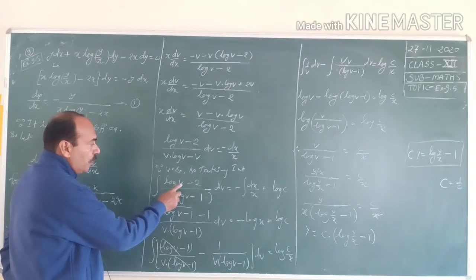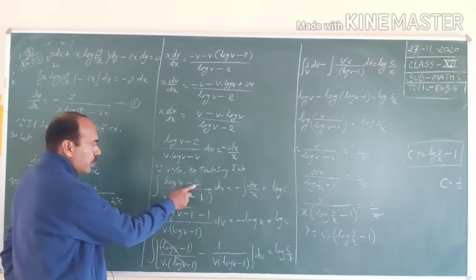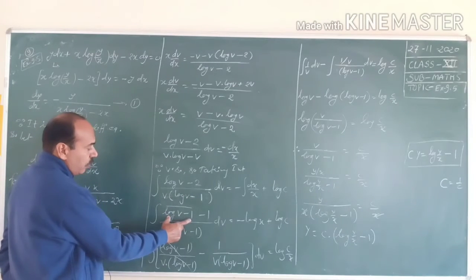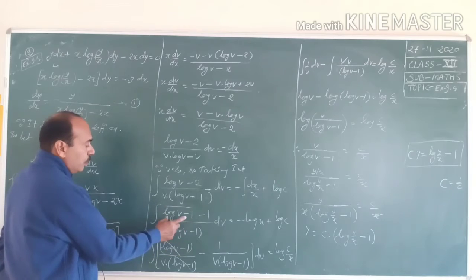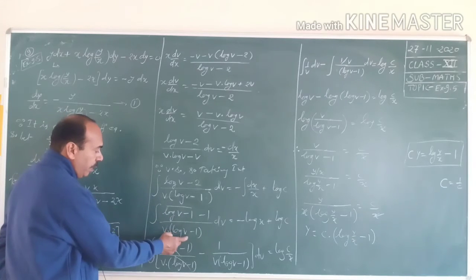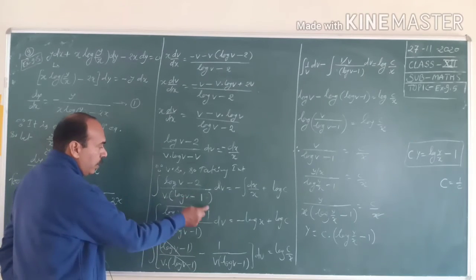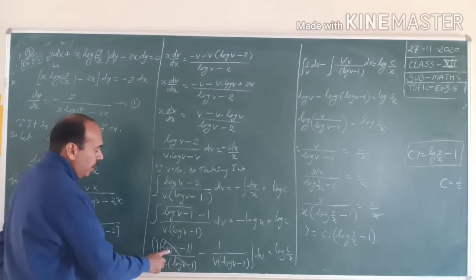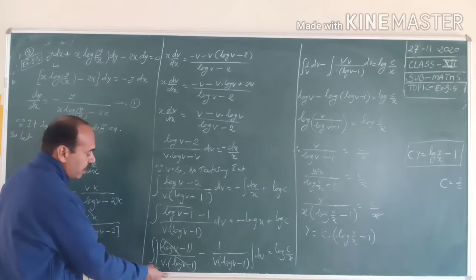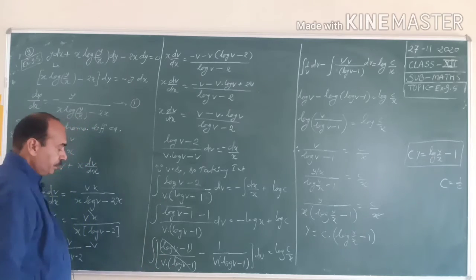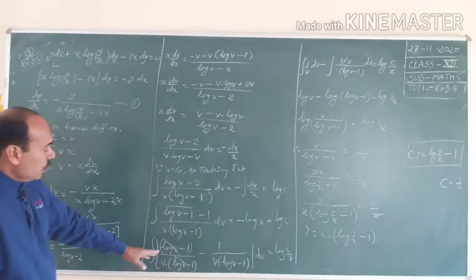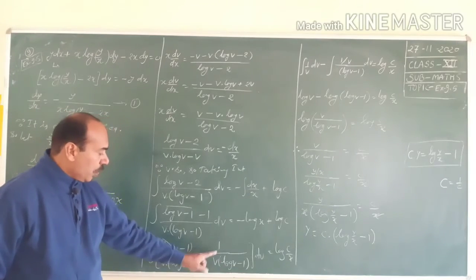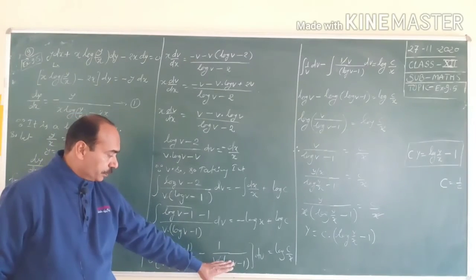So log v minus 2, in place of minus 2 write minus 1 and minus 1, and log v minus 1, see this is log v minus 1. So log v minus 1 divided by this denominator, and this one also divided by log v minus 1 into v. So here log v minus 1 is cancelled out, only 1 by v remaining. So its integral is log of v, and here also 1 upon v into log v minus 1.